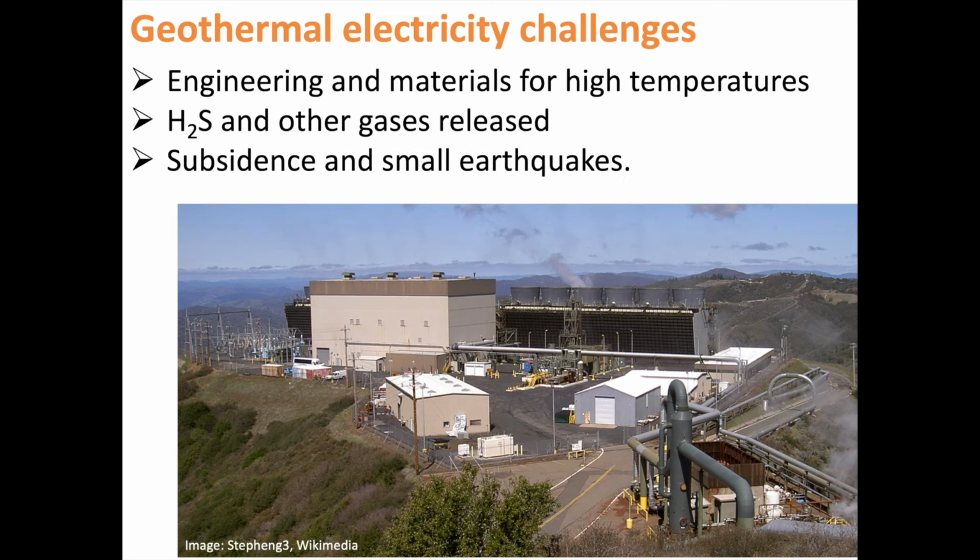Pumping water out of the ground and allowing some to escape as steam depletes the local groundwater resources, and that can cause subsidence or sinking and small earthquakes in the area. For example, this picture shows a geothermal plant near The Geysers, California, which is the largest geothermal plant complex in the world. Because of water withdrawals, the area around The Geysers is subsiding about 4.7 centimeters per year.